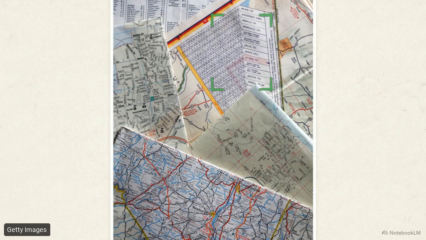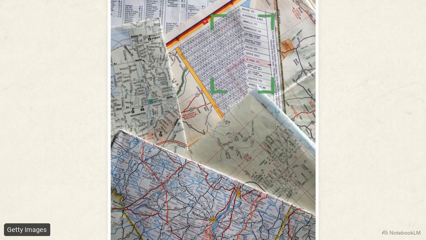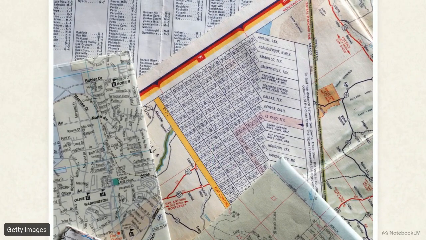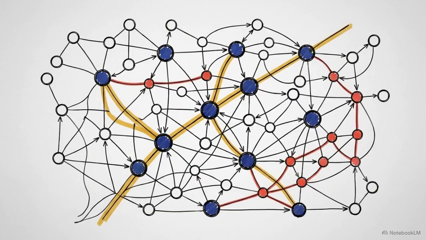This image shows physical maps with interwoven roads and distance grid indexes. Long before we had digital data structures, we used these physical grids to calculate routes and map out the real world. Today, modern software relies on the exact same concept, translated into computer science as a graph.